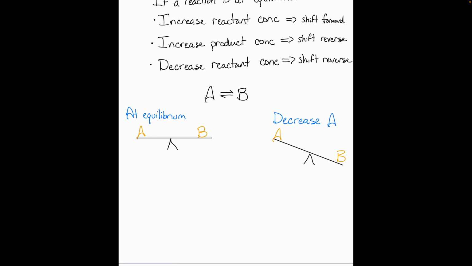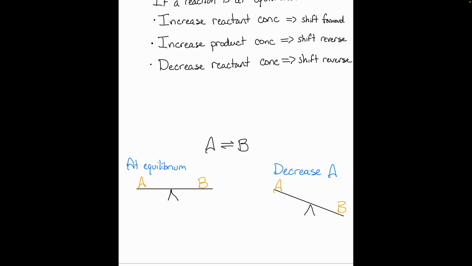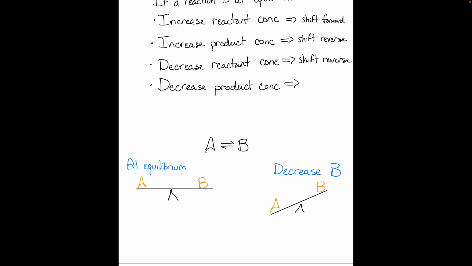Okay, and then there's one other possibility. We could actually take product out of the mixture as it's being formed. We could decrease our product concentration. Right, and that would shift things. So now I have too many reactants, or A is on the ground here, and in order to reach equilibrium, it would have to shift in that forward direction.